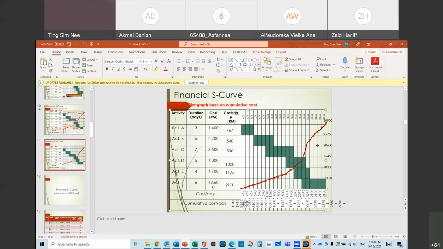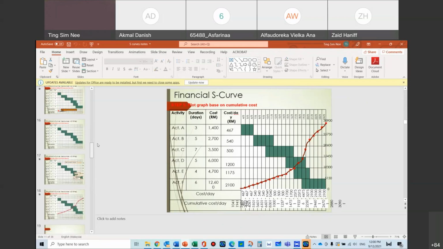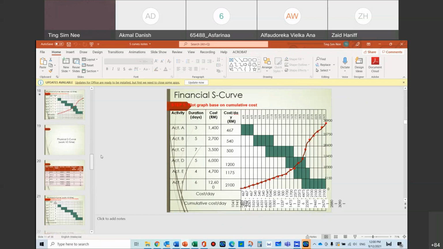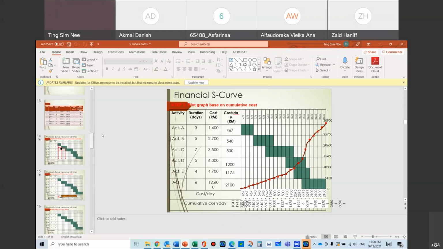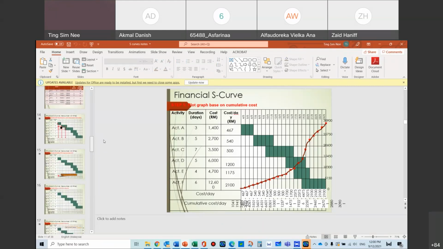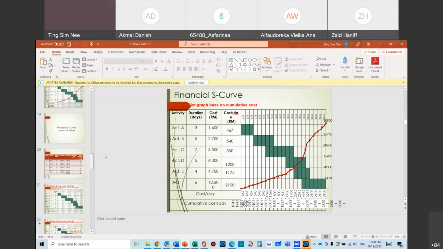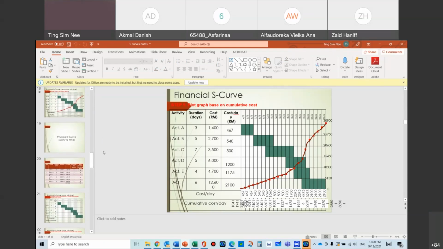Okay. So I know this is quite a lot of things to digest for everybody. So I will probably stop here. Financial S curve, I want you to read through first. It's the same thing, okay? Financial S curve and physical S curve is the same thing. For physical S curve, the method of doing is the same.